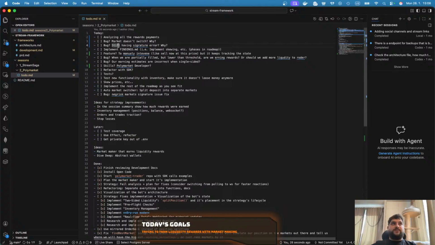We have two bugs that we know for sure. First one is the market doesn't switch. Our orchestration is supposed to switch markets, but it does not, so we will figure out why. Also, we have some issue with signatures. Last time we started to trade on a market which was not neg risk, and it was supposed to work somehow, but it did not. So that's the problem as well.